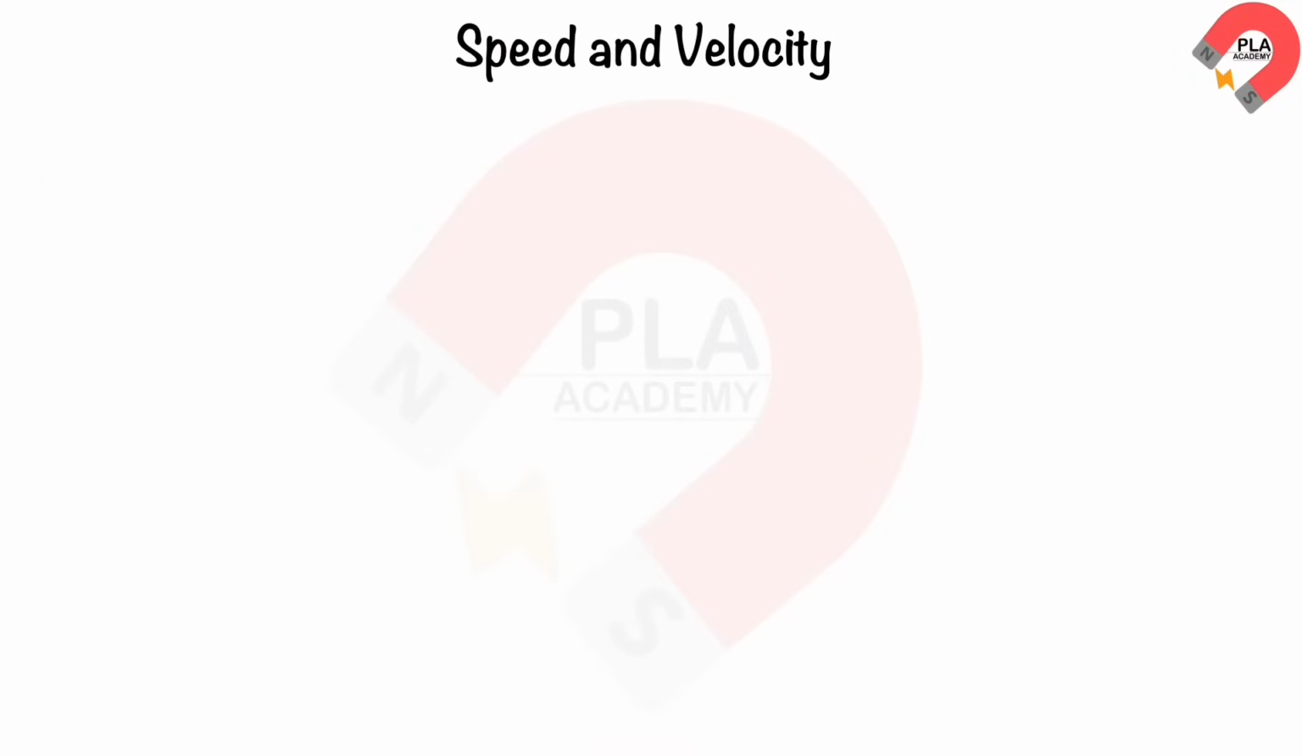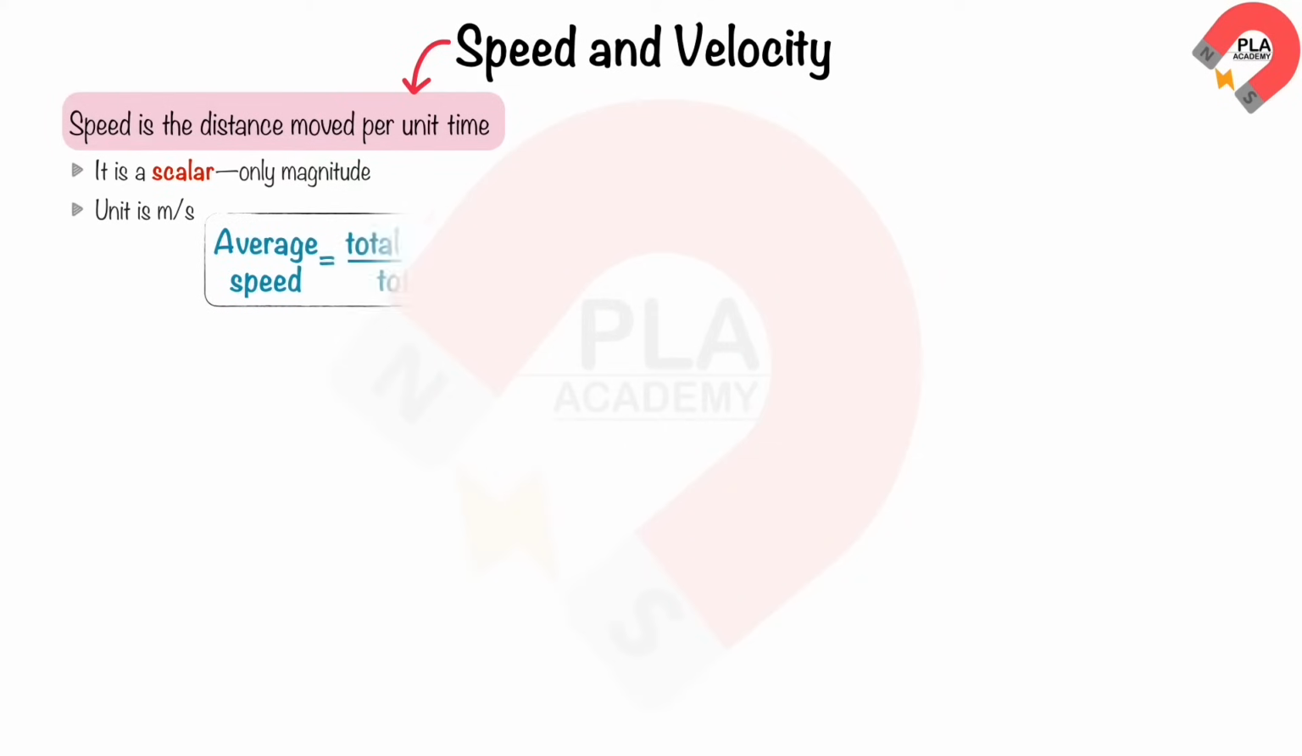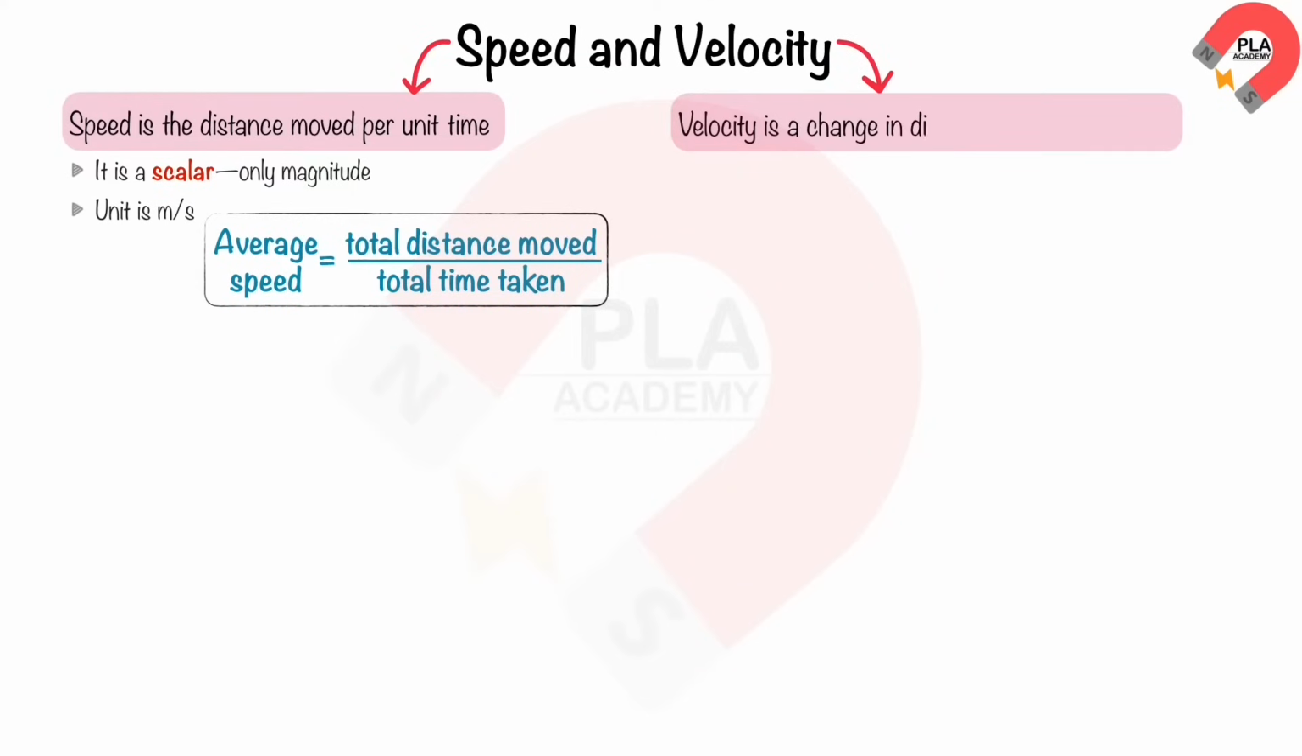Speed and velocity. Speed is the distance moved per unit time. Speed is a scalar quantity, which has only magnitude. Its unit is meters per second. The average speed is the total distance moved divided by total time. Velocity is the change in displacement per unit time. Velocity is a vector quantity, which has both magnitude and direction.